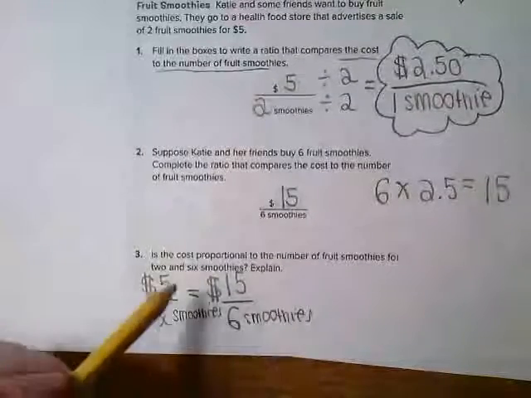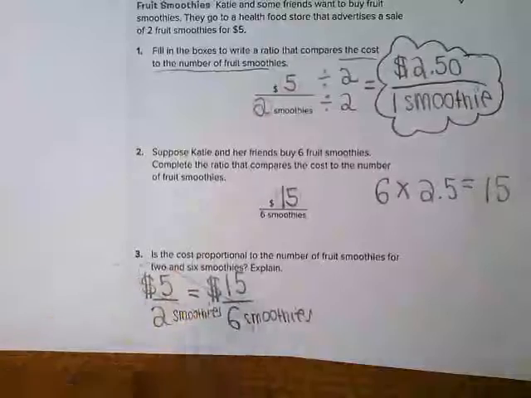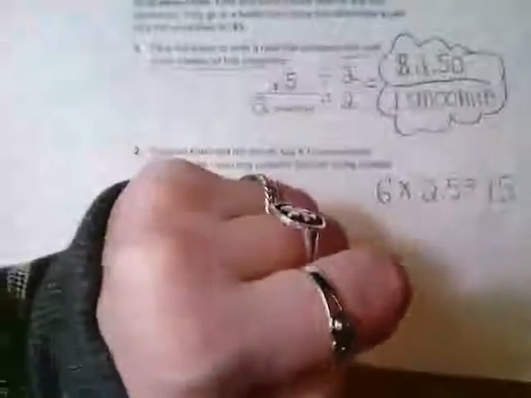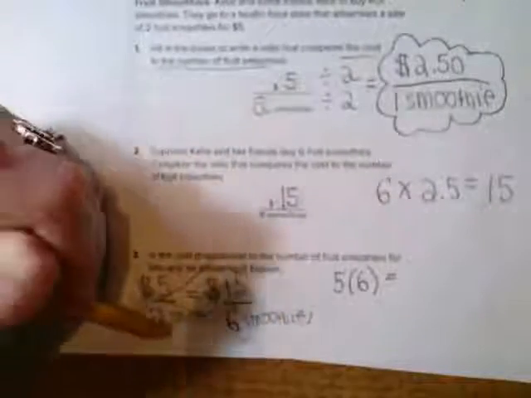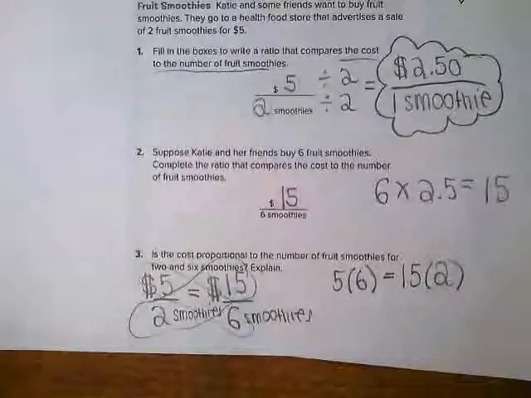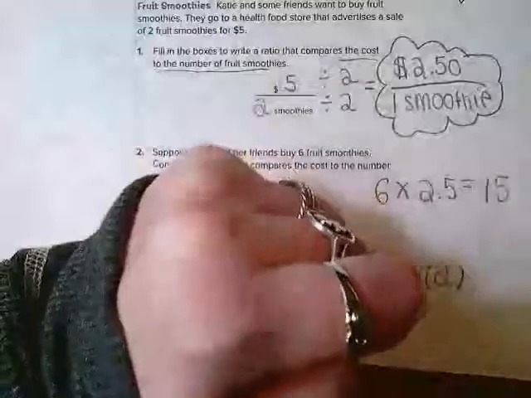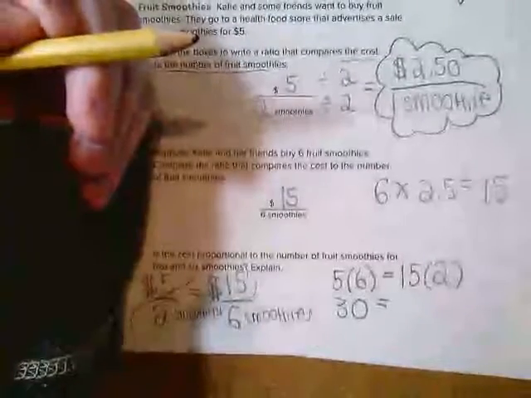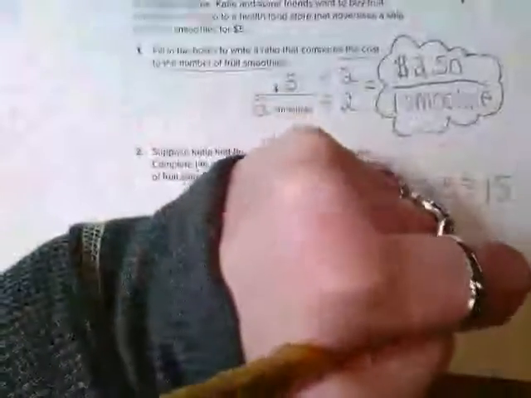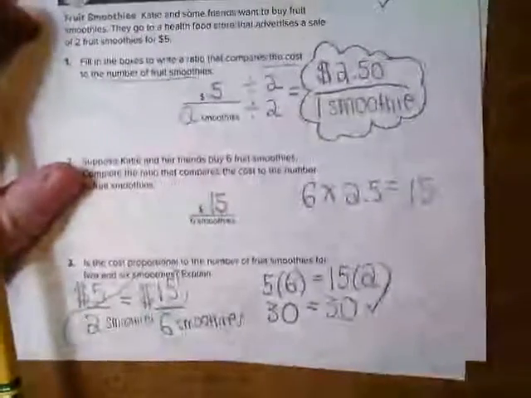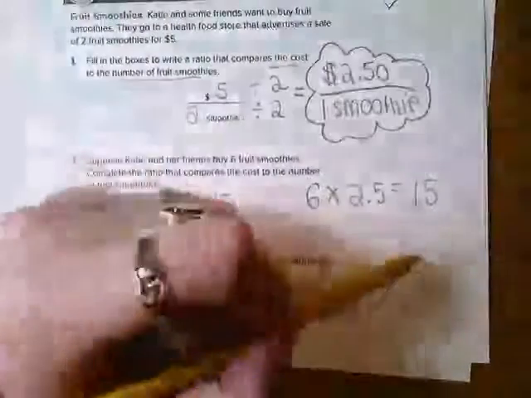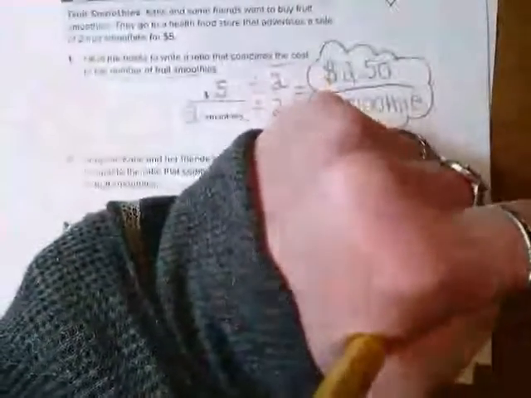So now what should happen is we cross multiply. So 5 times 6 should be equal to 15 times 2. So 5 times 6 is 30. And then 15 times 2 is also 30. So yes. And it says explain. What you would write, let's see where I have room, I guess we'll do it over here. You would say, yes, they are proportional.